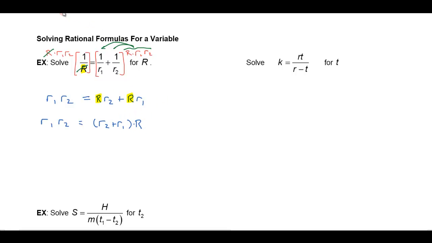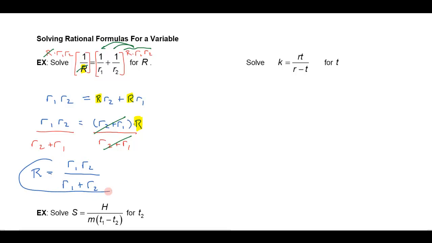Now I've got R right there, and I can go ahead and just divide both sides by its coefficient, the r2 plus r1. So we'll divide both sides. And so then this whole thing will cancel, and I'll be left with my big R. Let me write it over here on the left. Big R is going to equal r1 times r2 over, and I'll write these in order as well since that doesn't matter, r1 plus r2. Okay, so that would be my solution as I solve that for big R.